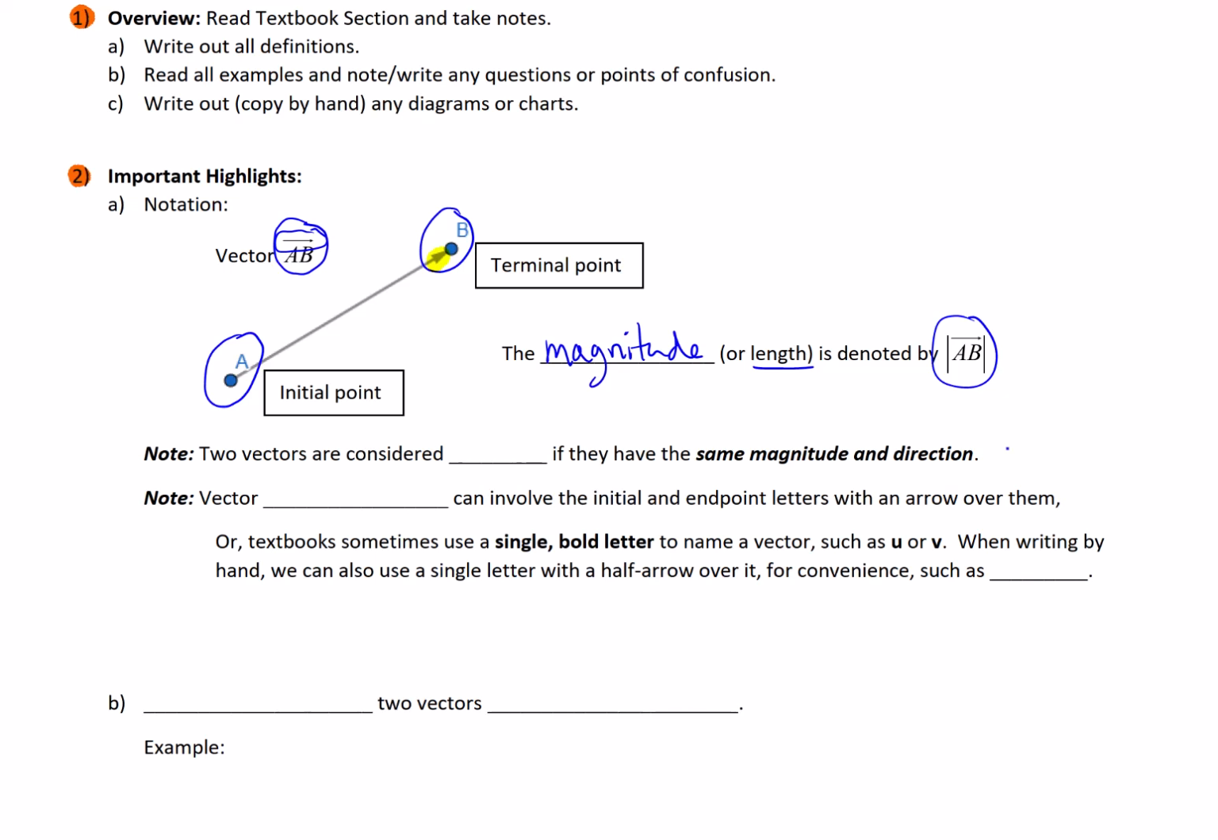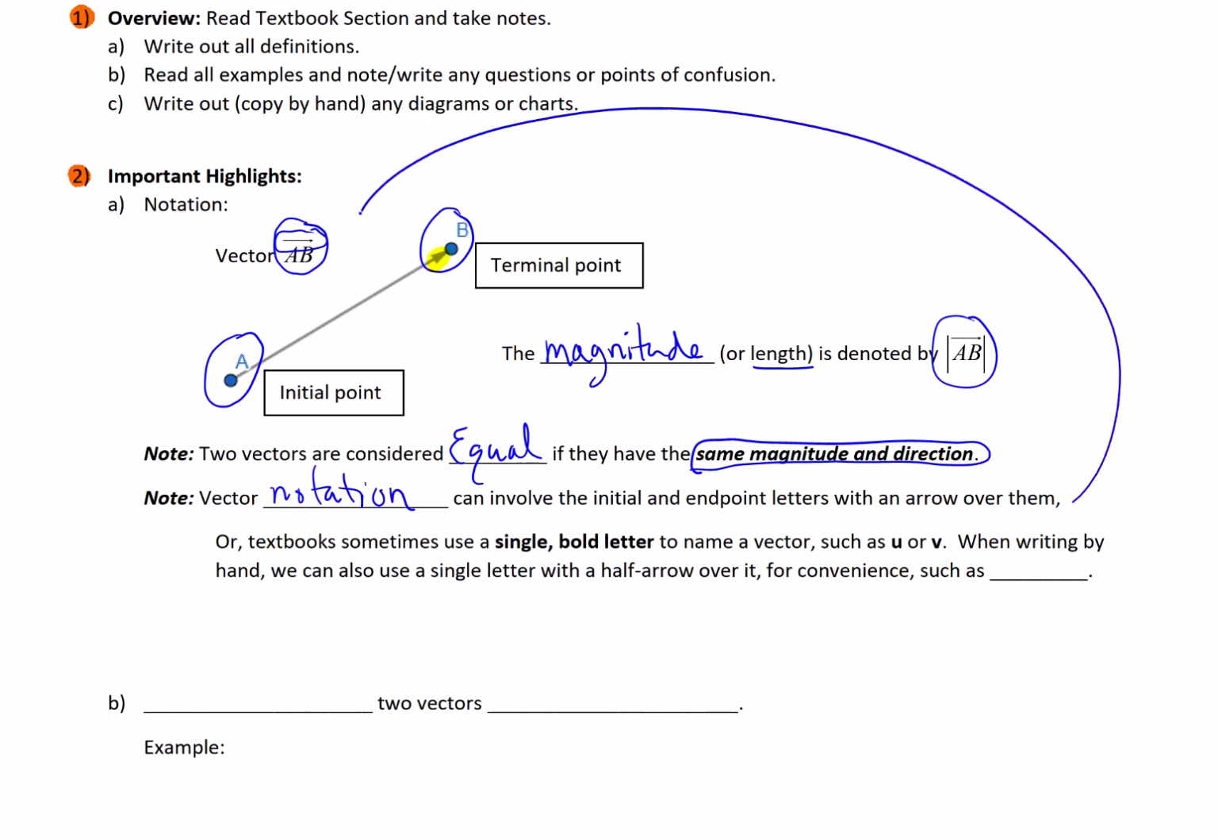Let's add a couple other notes. One being that two vectors are considered equal if they have the same magnitude and direction. So equal not just in length, but also direction. Or secondly, note that vector notation can involve the initial and endpoint letters with an arrow over them as described already.